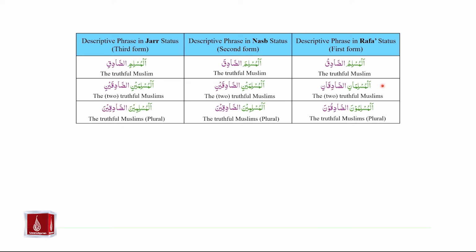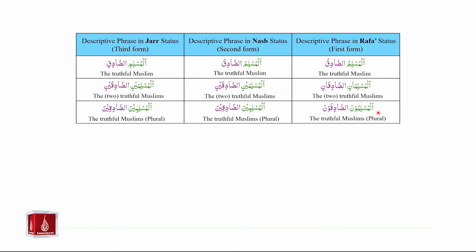Al-muslimani sadiqani, the two truthful Muslims. Al-muslimaini sadiqaini. Please focus on the ani and aini ending sound. Ani ending sound indicates Rafa status and aini ending sound indicates nasab or jar status.